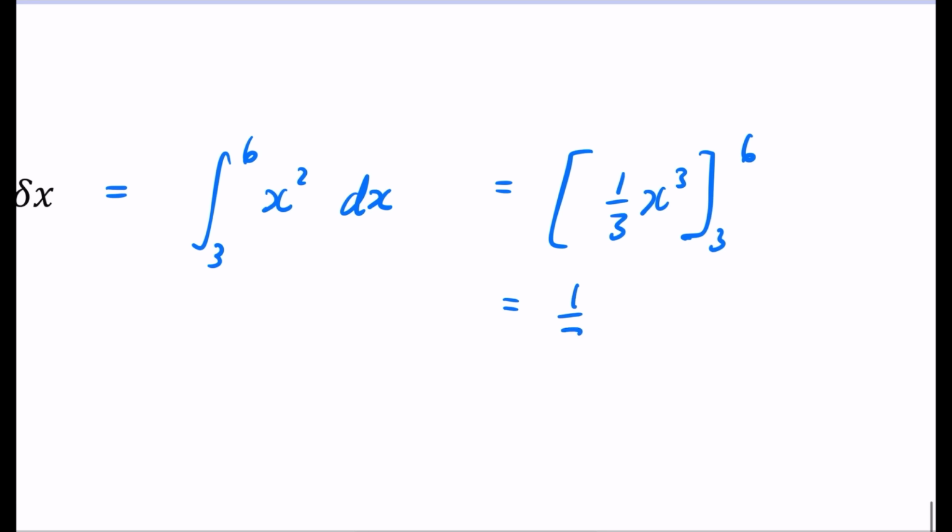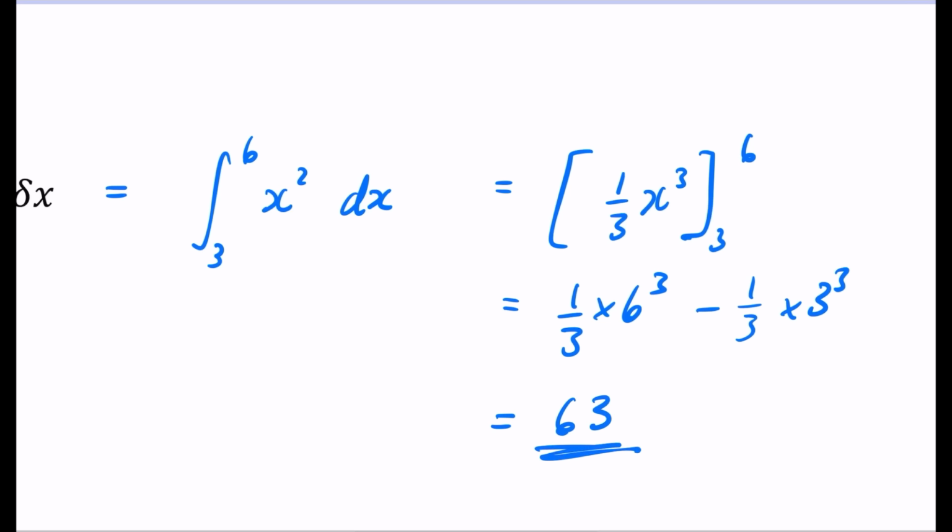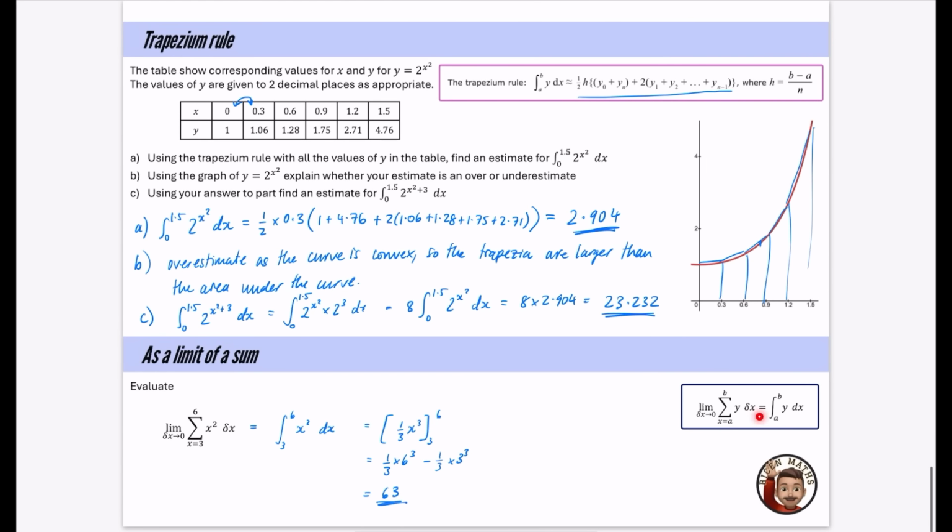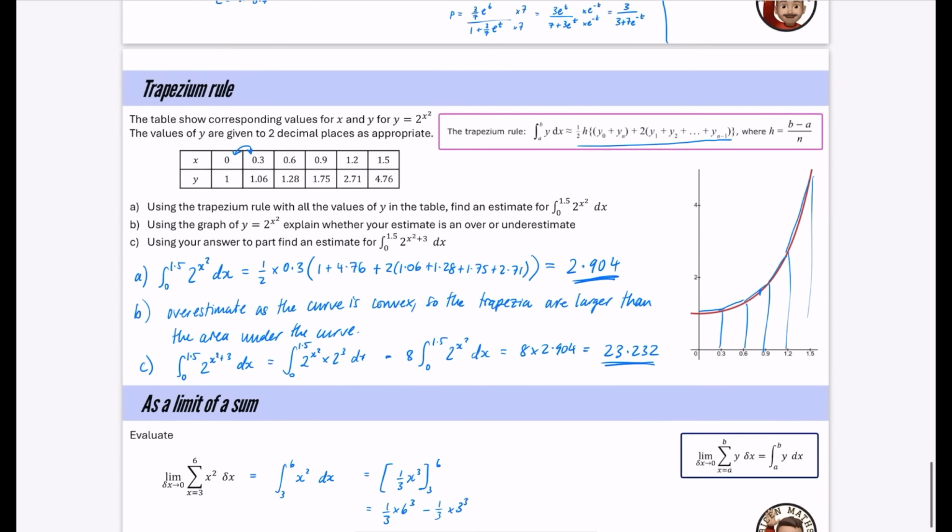So what's that going to be? A third times 6 cubed minus a third times 3 cubed. Oh my god, I can't believe it's nearly finished. So 6 cubed divided by 3 minus 3 cubed divided by 3, this is 63. Don't forget this. This is something that people often can kind of forget to learn, that you can write it in this way.